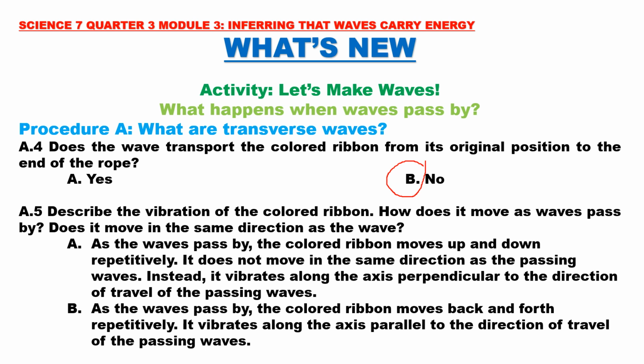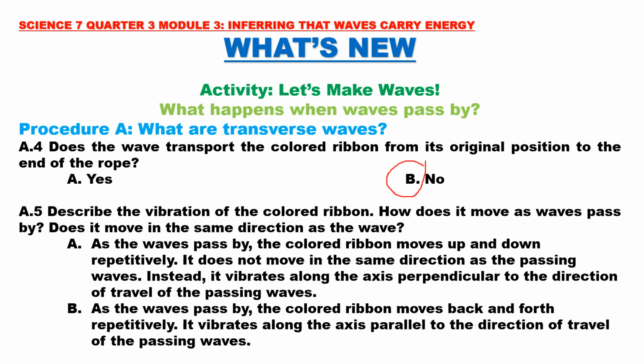A5. Describe the vibration of the colored ribbon. How does it move as waves pass by? Does it move in the same direction as the wave? So here we have two choices. Letter A, as the waves pass by, the colored ribbon moves up and down repetitively. It does not move in the same direction as the passing waves. Instead, it vibrates along the axis perpendicular to the direction of travel of the passing waves. Or letter B, as the waves pass by, the colored ribbon moves back and forth repetitively. It vibrates along the axis parallel to the direction of travel of the waves passing.